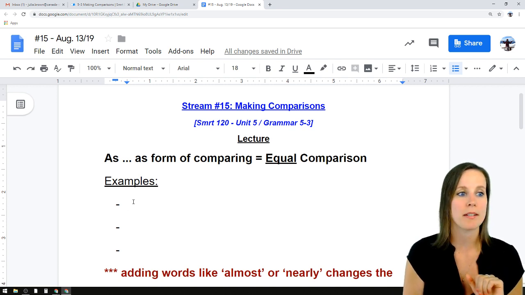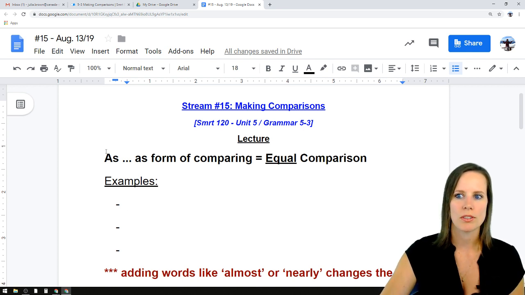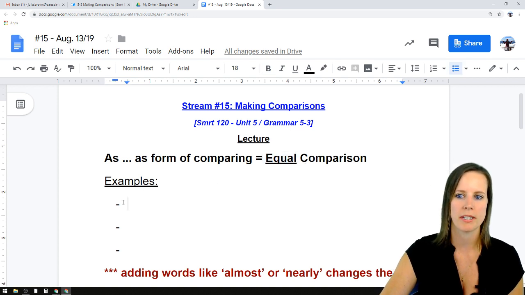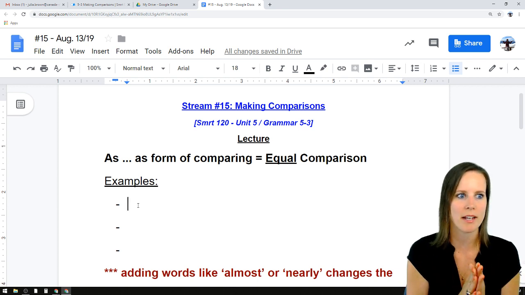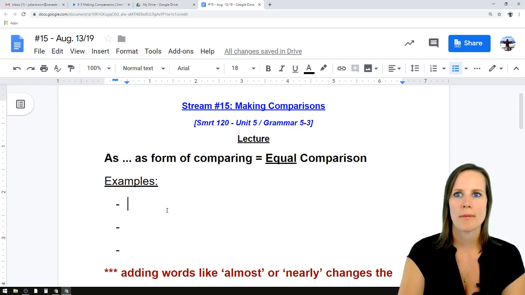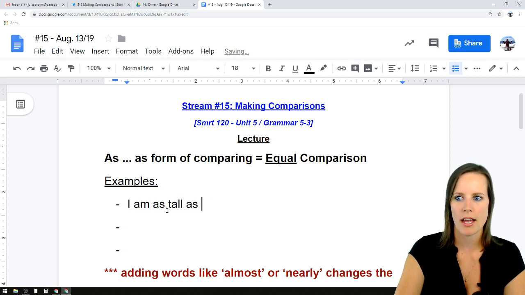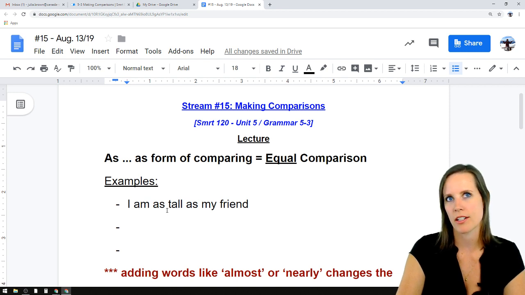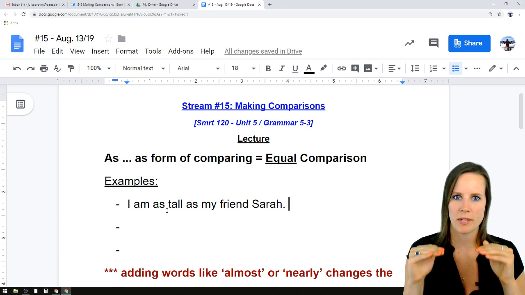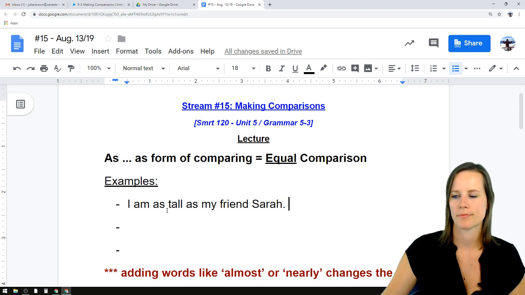Okay, so let's get some examples of our equal form, as form of comparing. This means equal comparison. Okay, so we need to have positive sentences. So let's get some examples going here. For example, I am as tall as my friend. Who am I as tall as? I am as tall as my friend Sarah, for example. Okay, so that means we are the same height, equal.